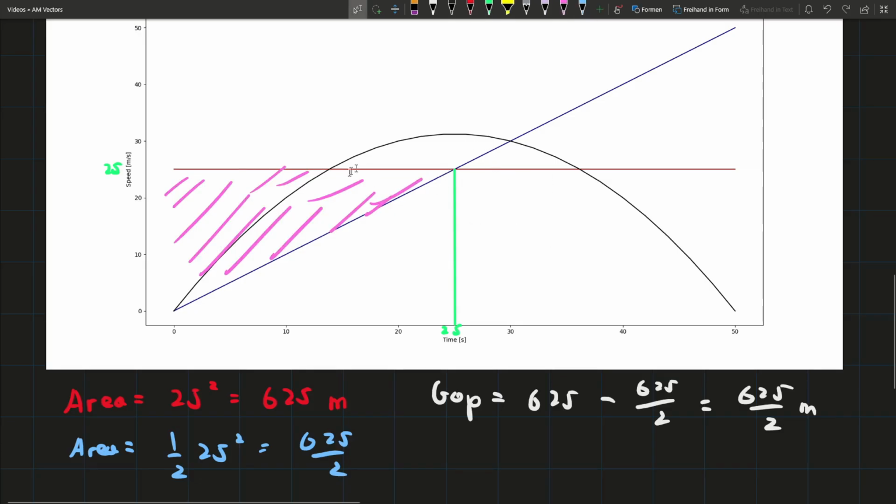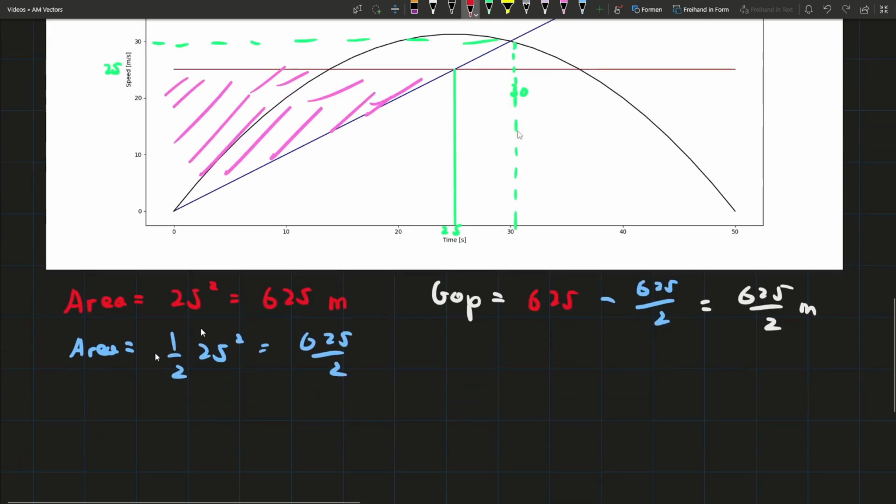We took the blue one away from the red one since the red one's in front. Let's keep going, and let's just go for like 5 seconds or something. So this 5 seconds later brings us to 30, for example. If we get the area under the red line, I'll say area equals, you can see the width is 5, so it's a rectangle with a width of 5 and a height of 25. So 5 times 25, that'll give us 125 meters.